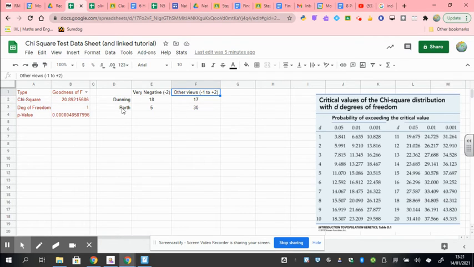We can also see the data for Perth. So for Perth, 5 people interviewed expressed a very strong negative view towards modern housing developments, and 30 either expressed only a mild negative view, or a positive view.